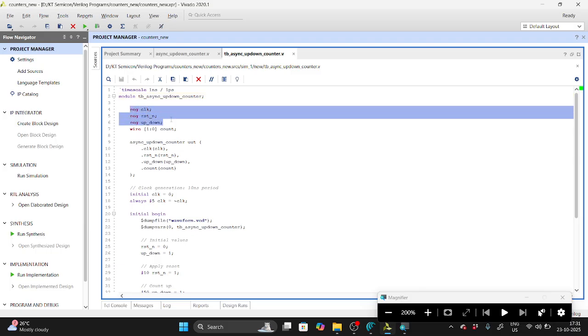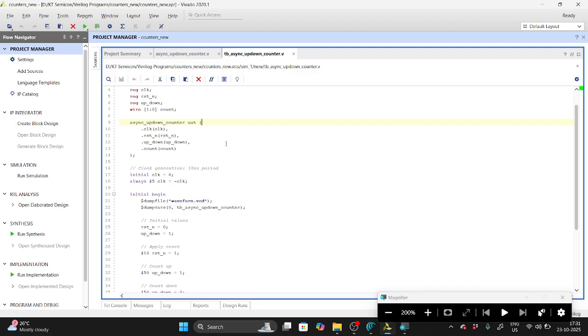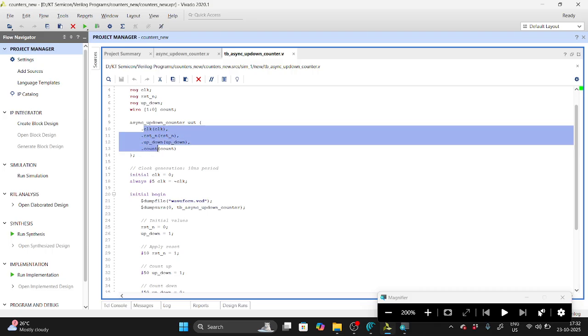Whatever the input variables are there, I need to declare with the reg data type: reg clock, reg reset underscore, and reg up down. Whatever the outputs are there, I need to declare as count, and 2 bits are there. That's why I'm using the vector concept, 1 down to 0, and I need to instantiate. Okay, how I am instantiating, that means my instance name. What is my instance name? Asynchronous underscore up down underscore counter, and UUT.